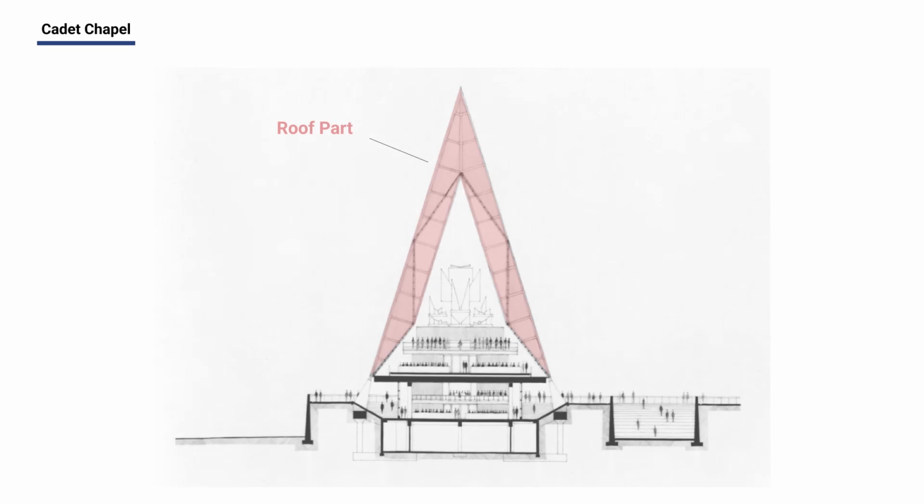In our previous presentation, we mentioned that the roof part of the Cadet Chapel and the building part distribute the load separately. We also discussed how the frame and the load of the building part are transmitted to the ground. Starting from this session, we will examine the roof part and its foundation.